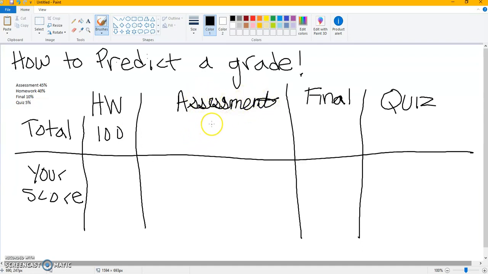Then, assessments, again, for every assessment, you want to add those total points together. For your final, there's only one of them, one or two, so that's easy to count up. And then your quizzes, all the total possible points. So this row is all the total possible points you could have gotten if you had gotten 100% on everything. Whereas your score is what you actually got out of it. So you have to go back and add up all of those.